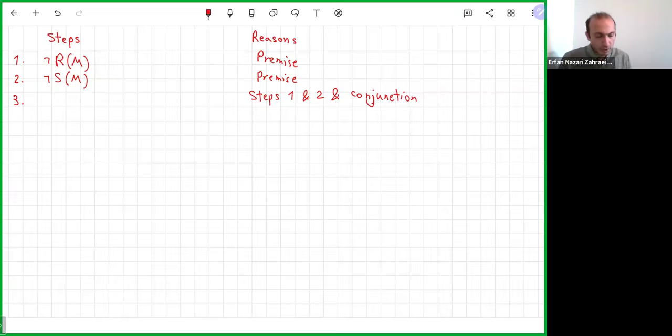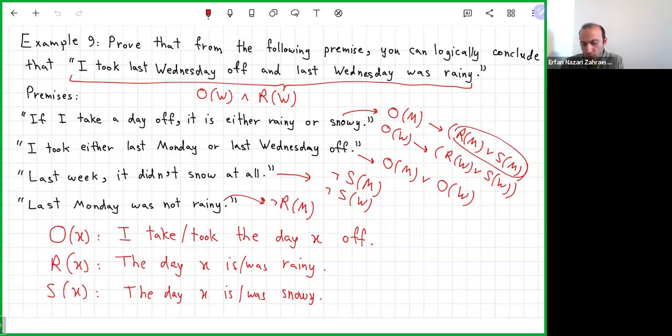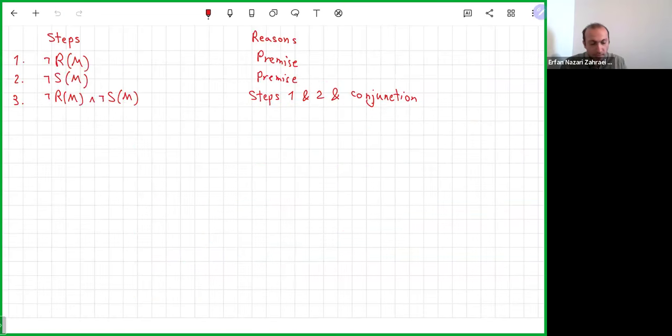Rule of inference that I showed you. Then I have this and this: not Rm and not Sm. Then what was the whole point of this? I joined these to get something like this. But this is or, this is and. But now I can use De Morgan. De Morgan, no, recall that logical equivalence.